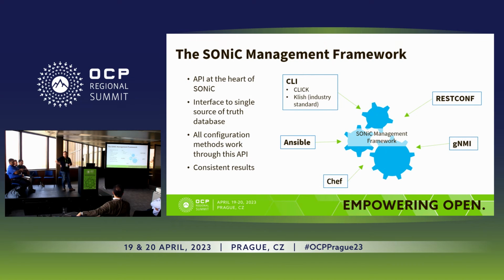How does this all work together? We have the SONiC management framework that is at the heart of SONiC. It is an API that is local to the switch. And we have all these various methods to access the switch via CLI, Ansible, Chef, RESTCONF, or gNMI. They all access the same API of the SONiC management framework. This means no matter which method you use, if you use the same APIs, you will always achieve the same results. And you will not experience any surprises if you switch, for example, from RESTCONF to gNMI. You always see the same results if you configure the same things.